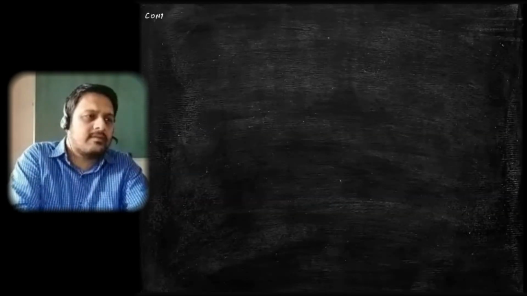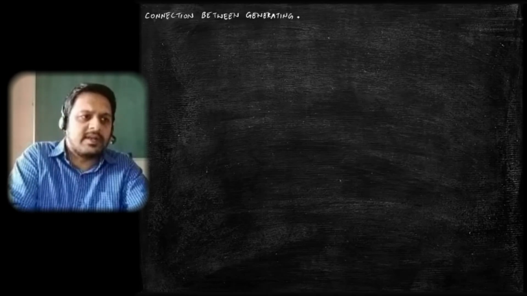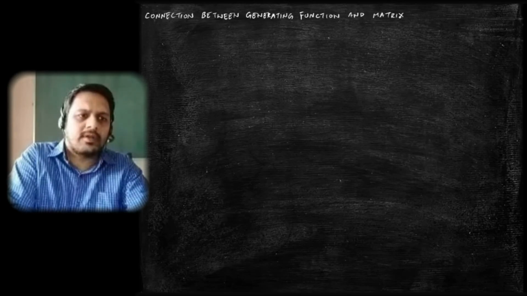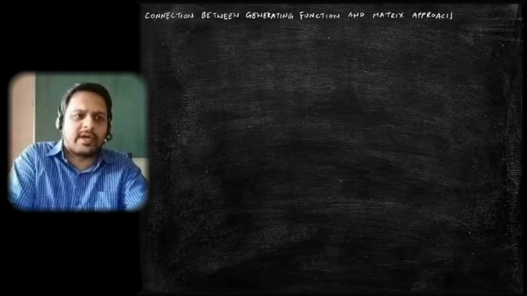Basically, what we are looking for is a connection between the generating function approach to canonical transformation and the matrix approach to canonical transformation. What we had seen earlier, and till now there seems to be no connection between these two.